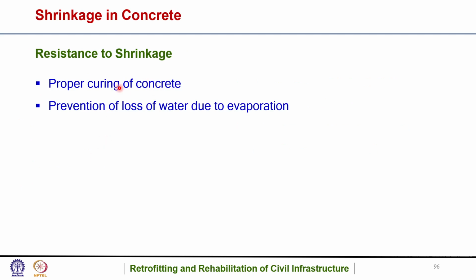So how to provide resistance to shrinkage? Firstly, the most important is proper curing of concrete, and the second is prevention of loss of water due to evaporation. For preventing loss of water due to evaporation, if you have seen, we basically provide various types of gunny bags and jute bags. We place wet jute bags on the concrete structures after casting.